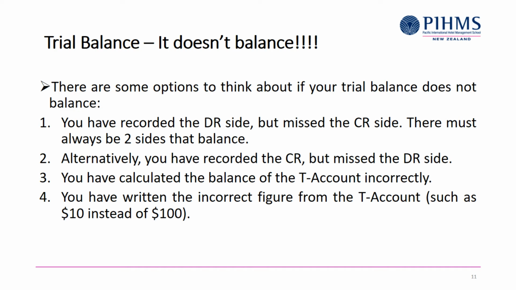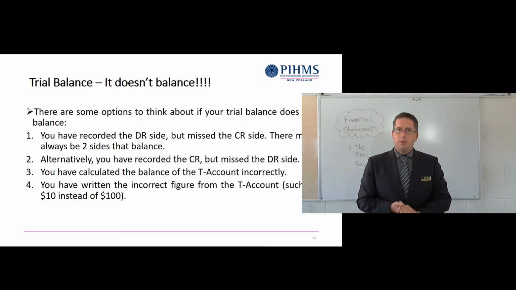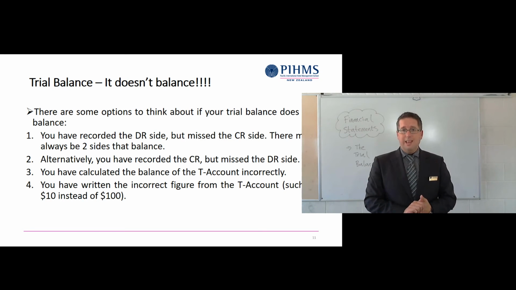Point number 3, maybe you've calculated the balance of the T account incorrectly. So re-go through, add up each side, and calculate the balance properly. Number 4, maybe you've just recorded the incorrect figure from the T account. So maybe it's $10 instead of $100. These are pretty common errors if you're doing it by hand. If you're doing it in an accounting system, well, it'll probably be in balance anyway. So this is just for your practice.